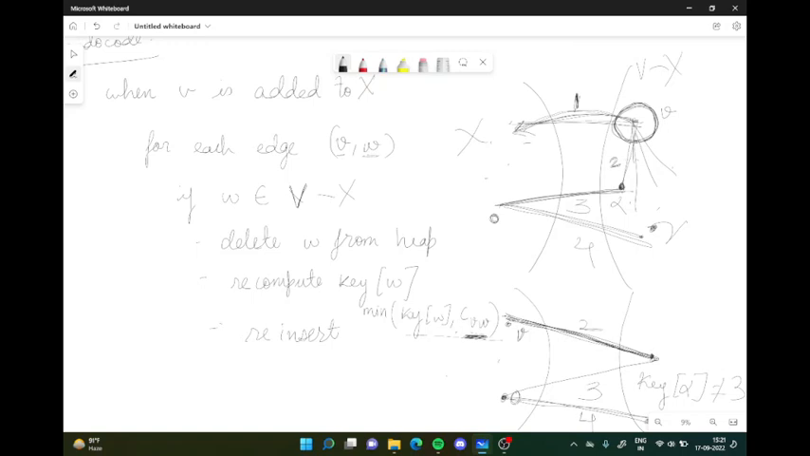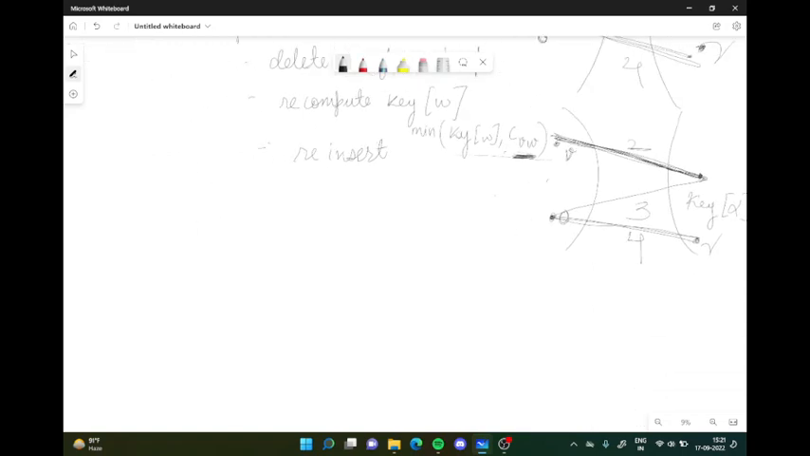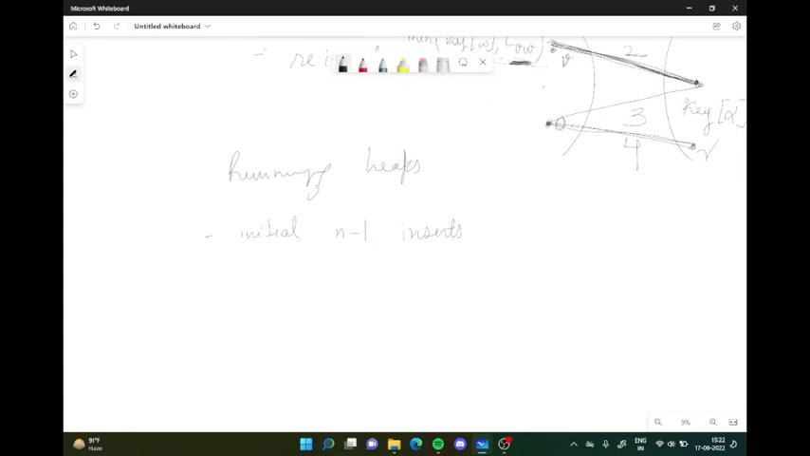So what is the running time with heaps? Let's look at that. Running time with heaps. Initially, n minus 1 inserts: calculate the key for each and every vertex in the graph except the arbitrary starting vertex we have chosen. Then n minus 1 extract mins, one extract minimum at each iteration of the while loop.